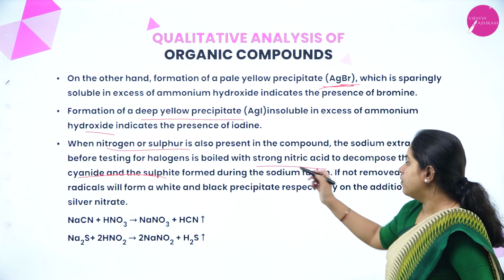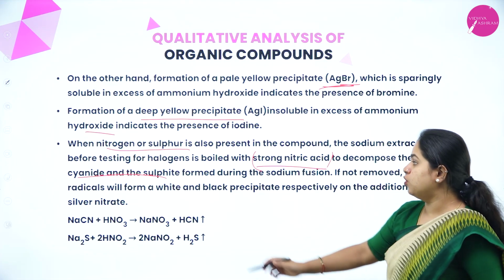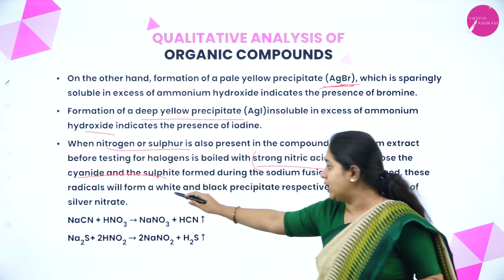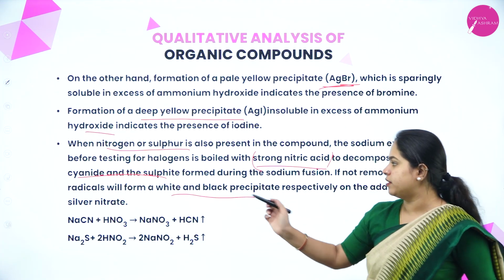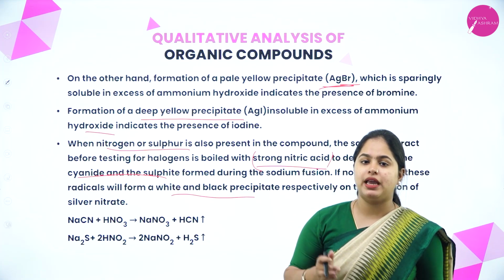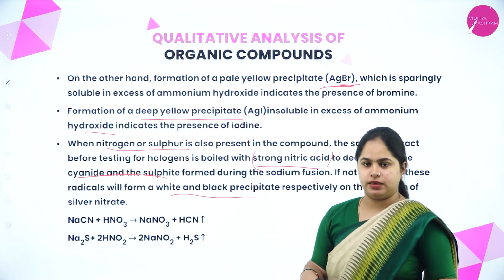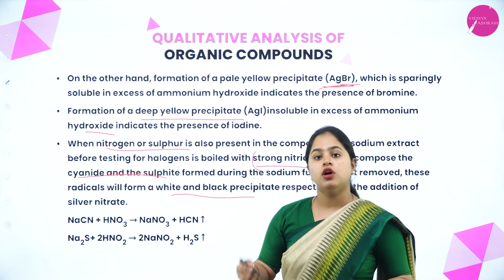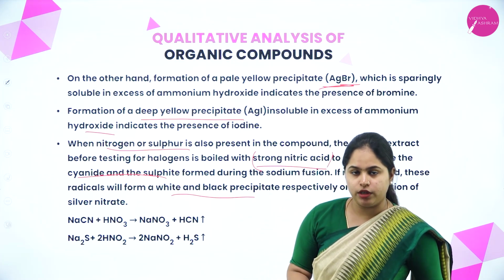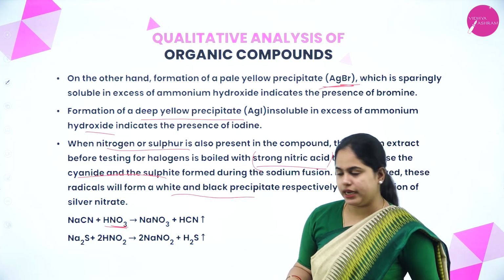So how do we do that? We have to react it with strong nitric acid. If not removed, these radicals will form a white and black precipitate respectively on the addition of silver nitrate. Right? Instead of getting white or pale yellow or dark yellow color, you will be getting a black or white precipitate. Right? So first what we have to do, we have to react the sodium fusion extract with HNO3. Right? With nitric acid.